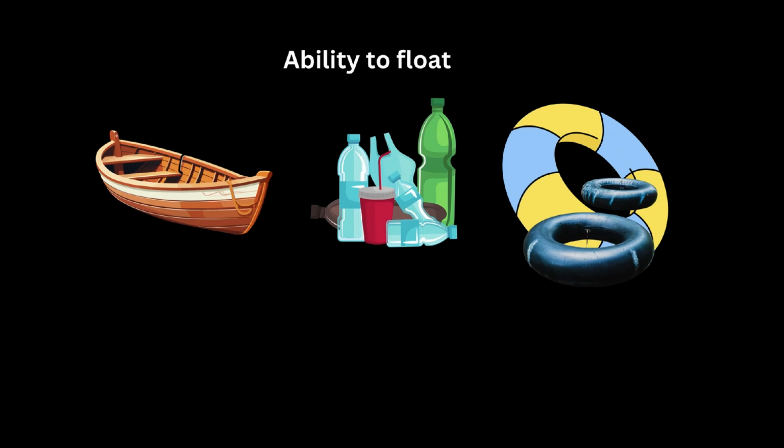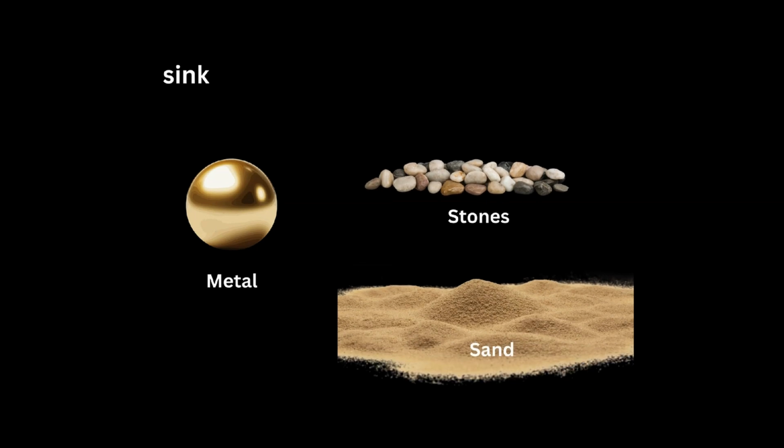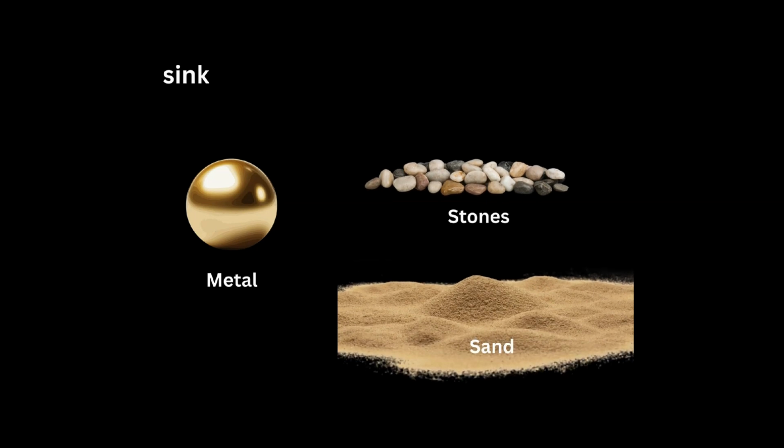Ability to float. Some materials such as wood, plastic, rubber can float on water, which means they have the ability to stay on the surface of water. So these materials can float on water. There are other materials such as metal, sand, stone, etc. If we drop them in water, they go to the bottom of the water. That means these materials do not float on water.